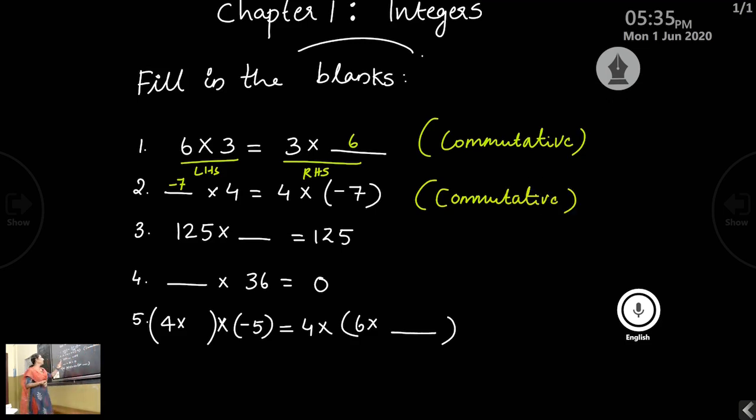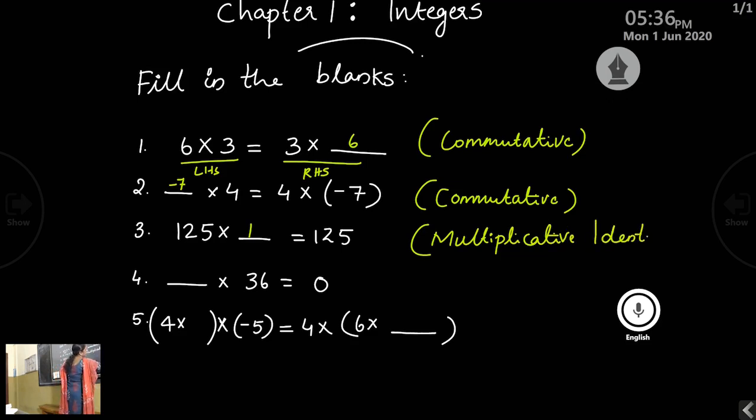Okay. Third one, 125 into dash is equal to 125. Which number should be multiplied by 125 to get the same integer? That is 1. Which property? Multiplicative identity.